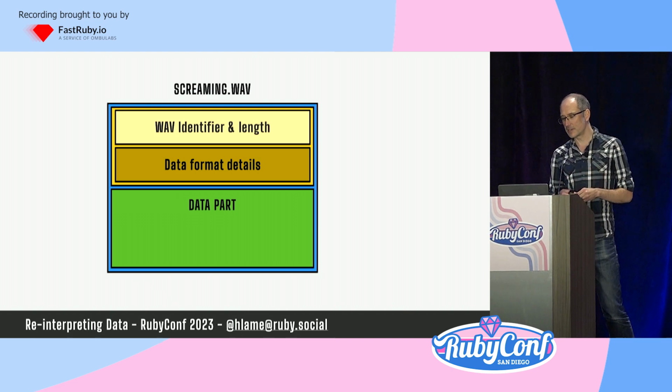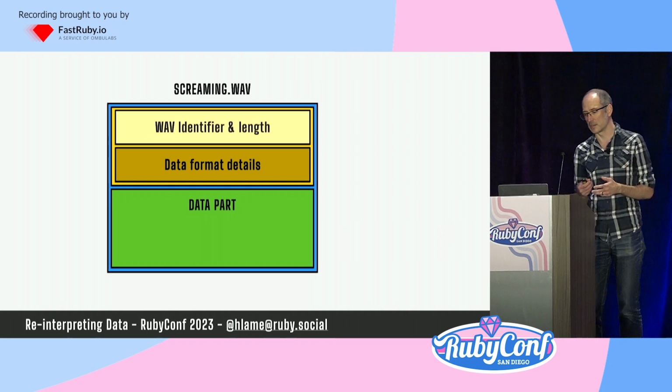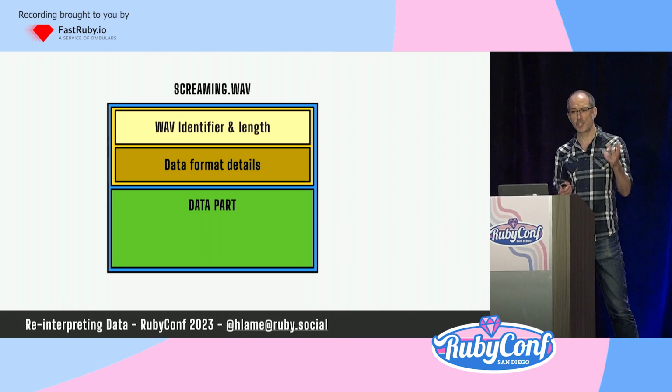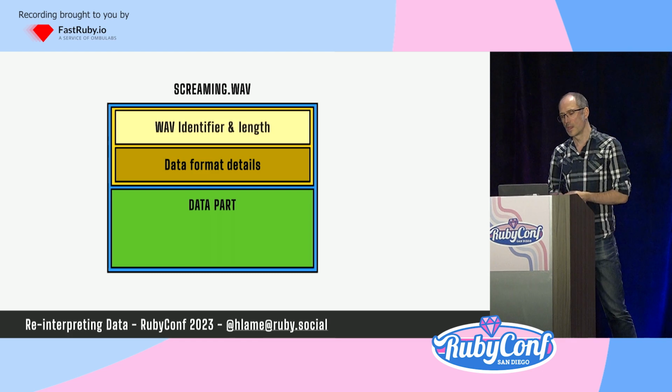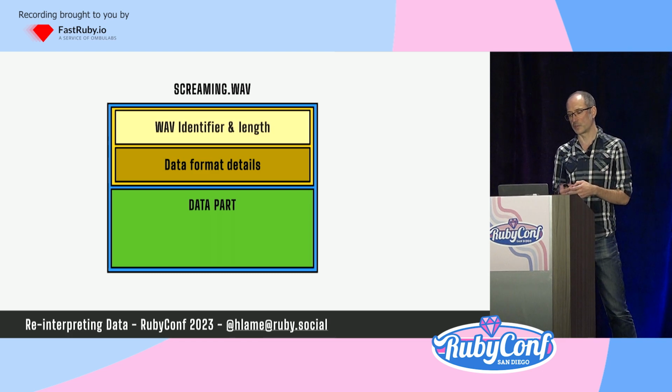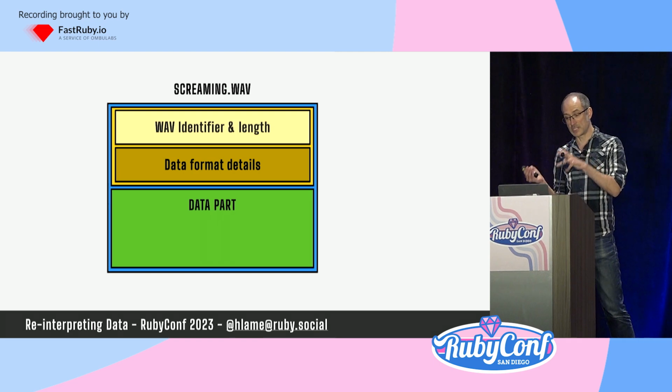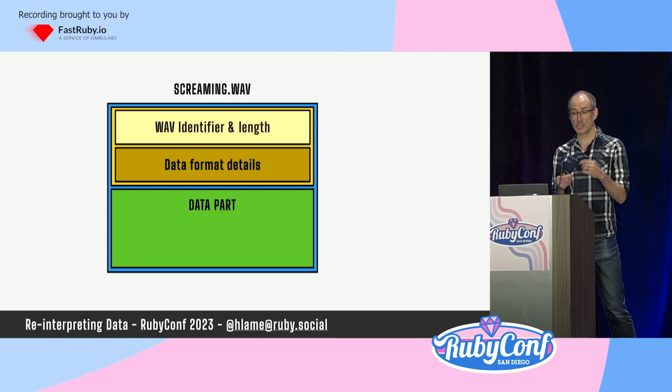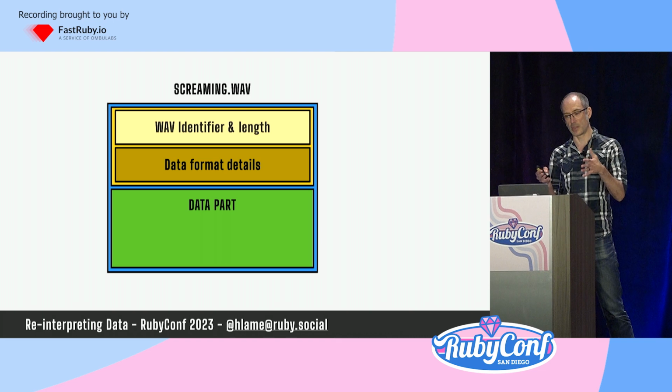The second part tells the audio software how to interpret the data that follows. Things like how many channels, is it mono or stereo? How many samples there are per second for the sound, how many bits there are per sample. How detailed this data is: more channels, more samples per second, more bits per sample means the sound is more accurate, but you need much more data to represent the same length of sound.